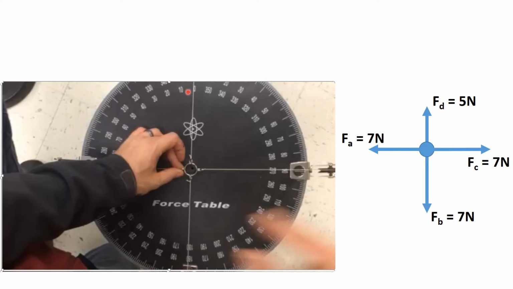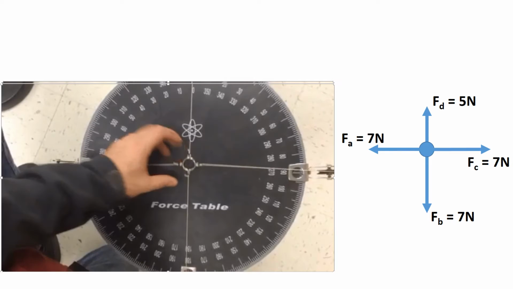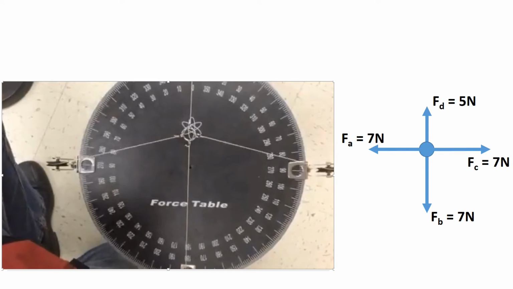So right now I have a 5 Newton force up, a 7 Newton force to the right, a 7 Newton force down, and a 7 Newton force to the left. So we can see that this is unbalanced, and this object is applying the force on this ring here. You can get an idea of what the force table does when the net force is unbalanced. So we're going to move forward, and you can see that the ring moves upwards, right? That's what we would expect to happen.